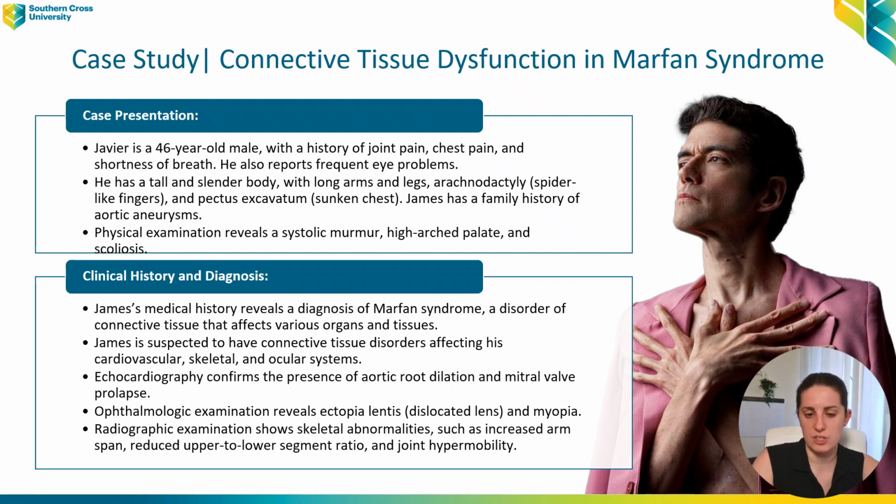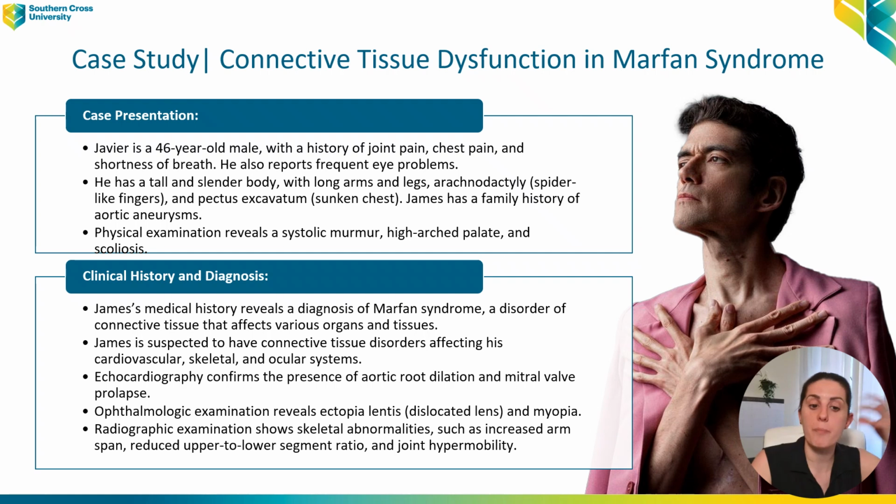In terms of clinical history and diagnosis, his medical history reveals a diagnosis of Marfan syndrome, a disorder of connective tissue that affects various organs and tissues. He is suspected to have connective tissue disorders affecting his cardiovascular, skeletal, and ocular systems. Echocardiography confirms the presence of aortic root dilation and mitral valve prolapse.